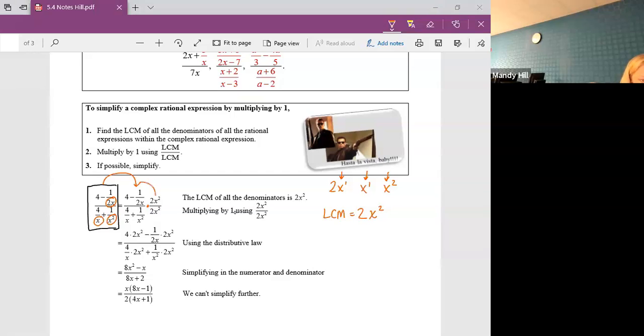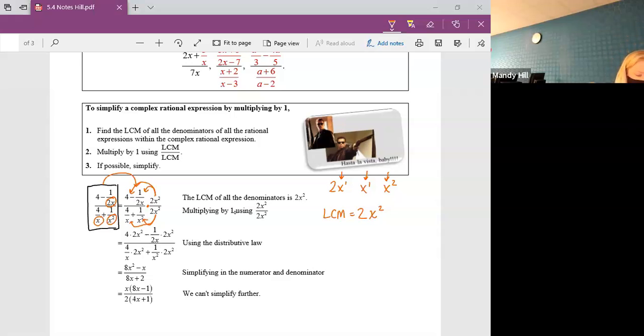So they did 2x squared times 4 and got 4 times 2x squared. Then they did 2x squared times negative 1 over 2x, and that's how they're getting negative 1 over 2x times 2x squared. They went to the bottom and said 2x squared times 4 over x, which is what this is. Then they had to do 2x squared times this term, 2x squared times 1 over x squared. So that's how they came up with it. They've distributed that 2x squared and multiplied it by every single thing.